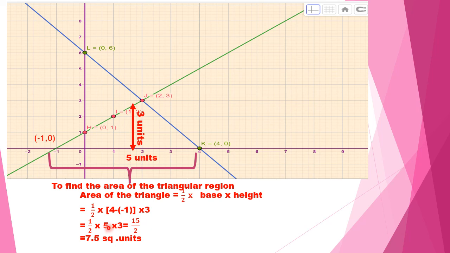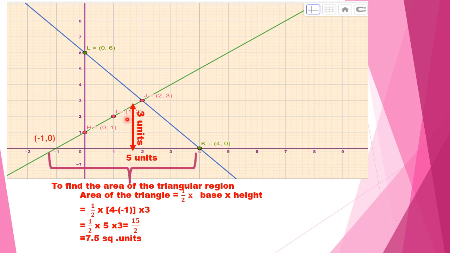If you can't understand that way, then go to the simpler method, just to visualize and start counting the units. From minus 1 to 0, 1 unit, 0 to 1 second unit, 1 to 2 third unit, 2 to 3 fourth unit and 3 to 4 fifth unit. So altogether from here to here the distance is 5 units.